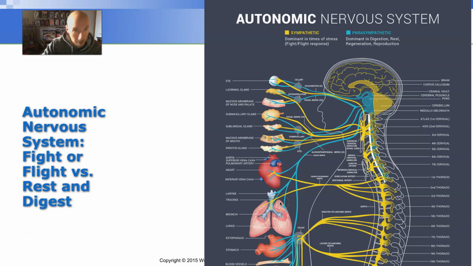Something you might not have thought about is your eyes, right? When we're exercising, our eyesight actually improves, okay? Because the sympathetic nervous system is going to cause your eyeballs to dilate. They're going to open up, more light's going to come in, that's going to allow you to see more, right? So if you're fighting for your life, that's going to be an advantage, okay?